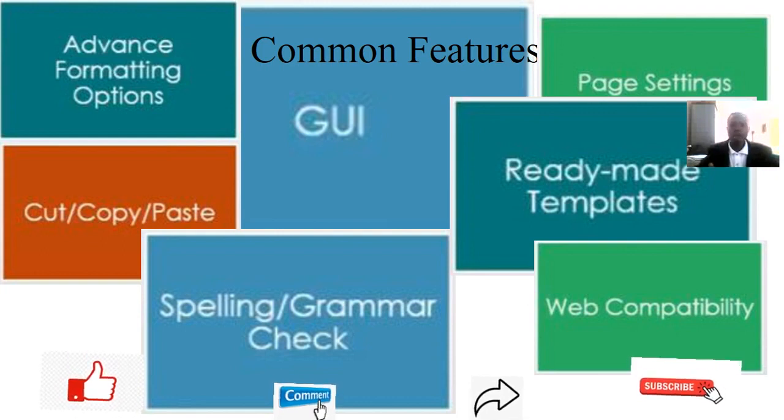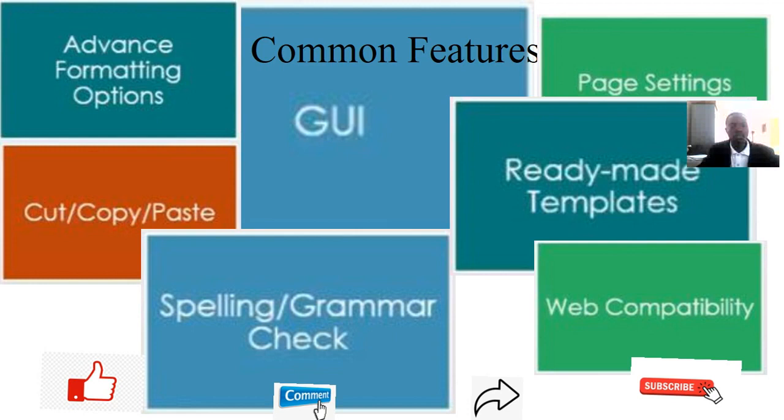Right. So somebody might ask, why are we learning about common features? Common features help you in choosing the best word processing software tool to use in any application that you want to. For example, one may choose to use LibreOffice. Somebody can choose to use Microsoft Office Word. We will look at several types of existing word processing software tools that we have.